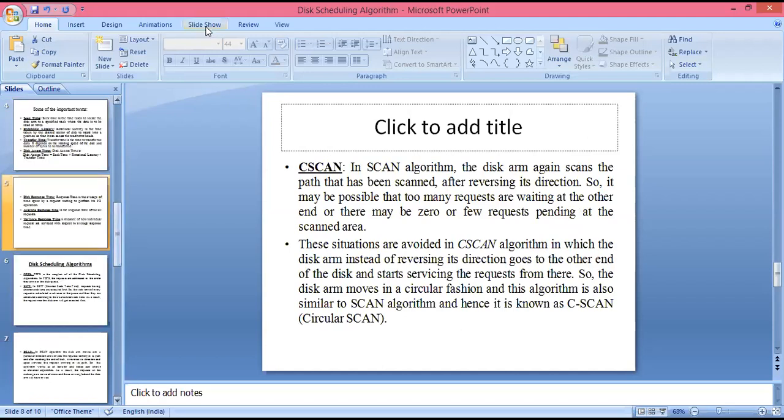I hope all the concepts related to disk scheduling and disk scheduling algorithms are clear. If there is any query, we will discuss it tomorrow. After this, there will be one video related to examples of FCFS, SCAN, and then C-SCAN. Thank you.